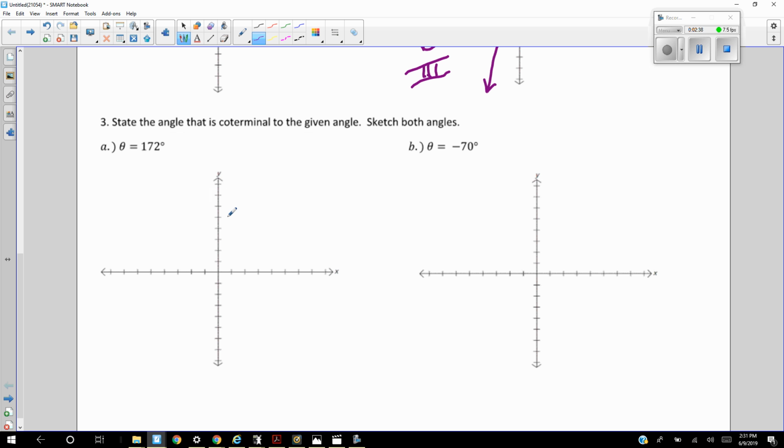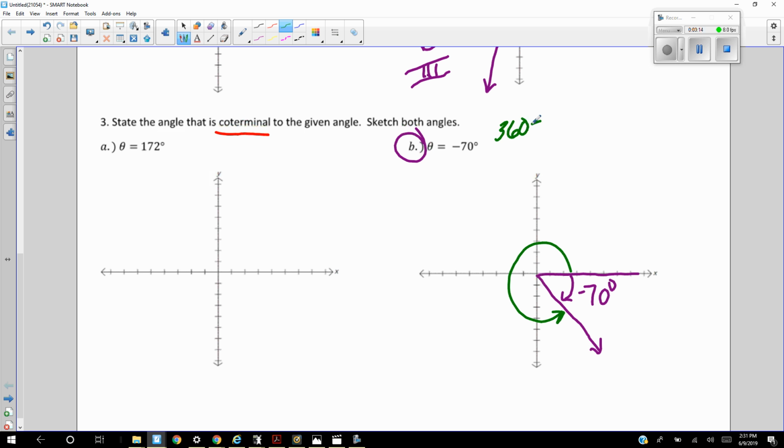Here we're stating the angle that's coterminal to the given angle. Remember, coterminal means has the same initial and terminal side, but it comes from the other direction. So for instance, letter B is negative 70 degrees. So I'm going to go ahead and sketch that. You know, it's really safe to do that in this problem. So negative 70 would be roughly right there. So coterminal is going to be coming from the other direction. Now, since it's coming counterclockwise, I know the coterminal angle is going to be positive.